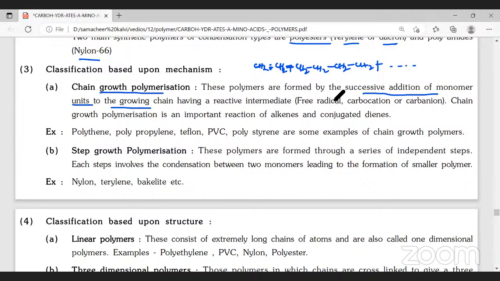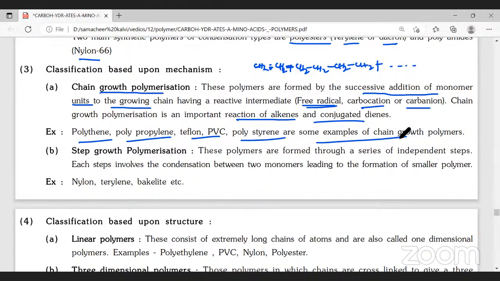The polymers are formed by successive addition of monomeric units to the growing chain, having a reactive intermediate. This is followed by free radicals, carbocation, or carbanion. Chain growth polymerization is an important reaction of alkenes and conjugated dienes. Polythene, polypropylene, Teflon, polyvinyl chloride, and polystyrene are all examples of chain growth polymers.